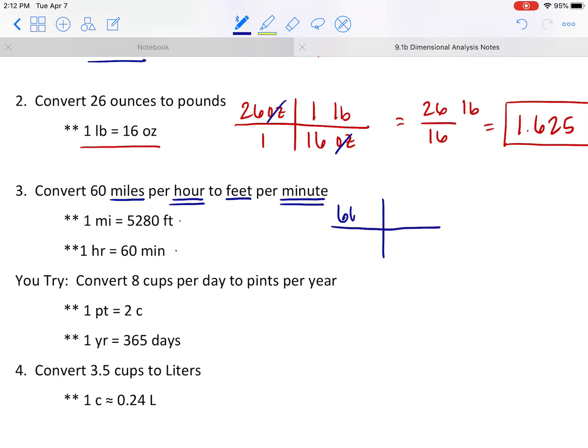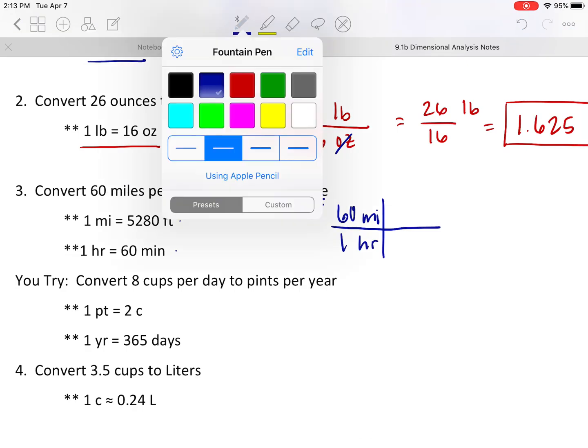So I'm going to start with a T. And it was 60 miles per hour. In this case, let me scooch this over. 60 miles per hour, okay? In this case, it's 60 miles per 1 hour. So we're going to use this divide line here like the word per, okay? So 60 miles in 1 hour is our given units. And we're trying to convert to feet per minute.